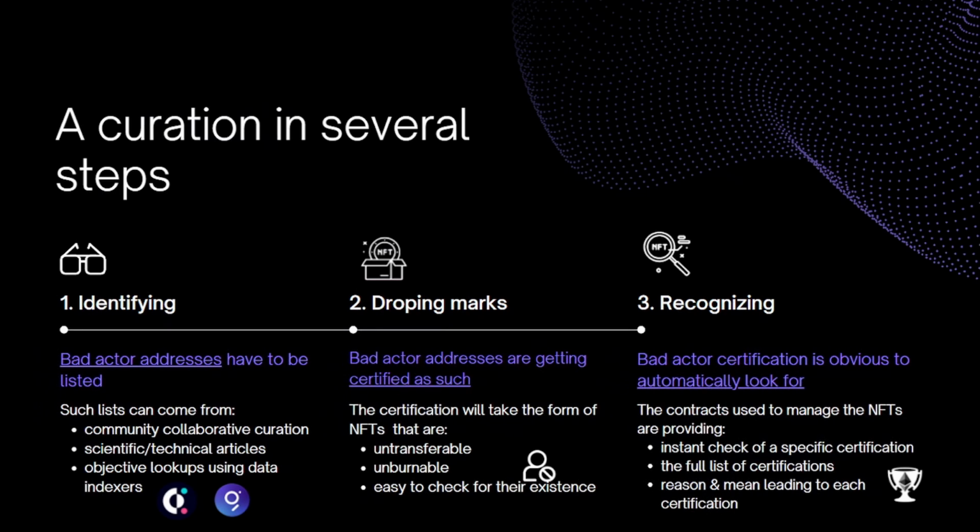So how does EtherBlacklist work? First, we have to identify the bad actors. It can be done in a community collaborative process using a DAO or any dispute resolution platform. After, we have to drop them some NFTs which will be untransferable and unburnable, and then any protocols and apps will be able to easily check for their existence and to implement automatic checks.